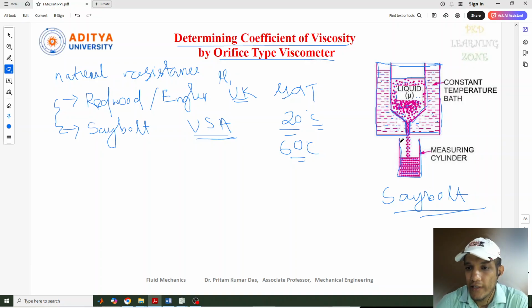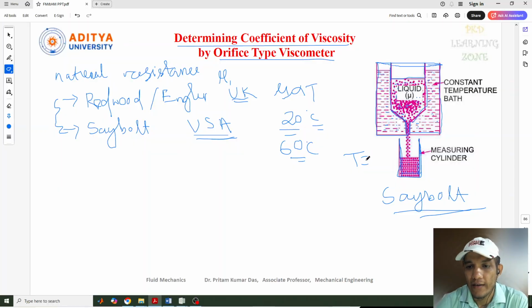Here, as I told you, the measuring cylinder is there. In this measuring cylinder, the quantity of fluid coming out needs to be measured with respect to some time period. There is a scale on this measuring cylinder, so that we can measure the volume of fluid that came into it.